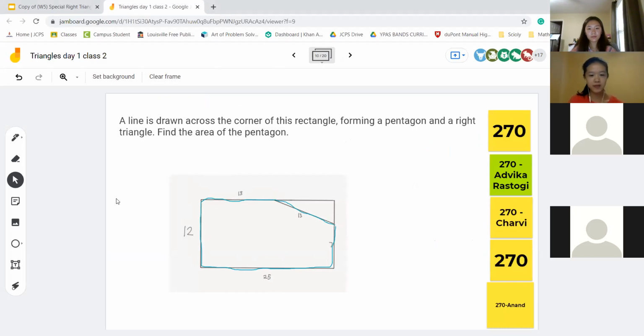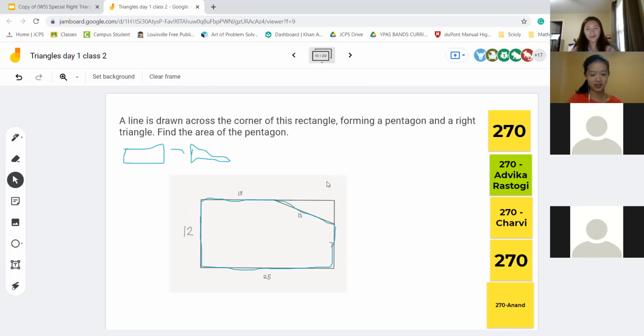So don't try to directly find the area of this pentagon, because I'm not sure how I would do it. It would just be too much work, right? So instead, what we can do is find the area of the rectangle and then subtract the area of the triangle. That's a really weird triangle.